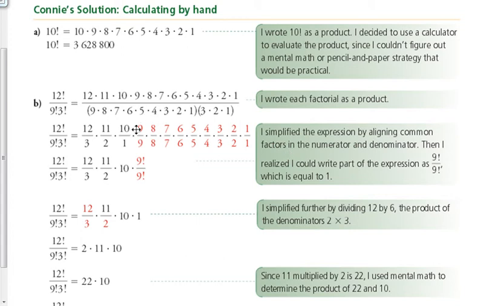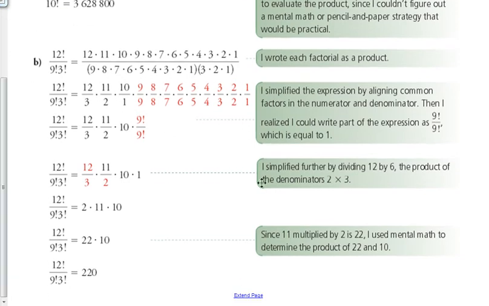So this is what she did. She aligned the common factors. So we have 9 over 9, 8 over 8, 7 over 7, etc. Then she realized, oh hey, this is actually 9 factorial. So we can write this as 9 factorial. Then she simplified again by dividing 12 by 6, the product of the denominators 2 and 3. Then, using mental math, she evaluated to get her final answer.